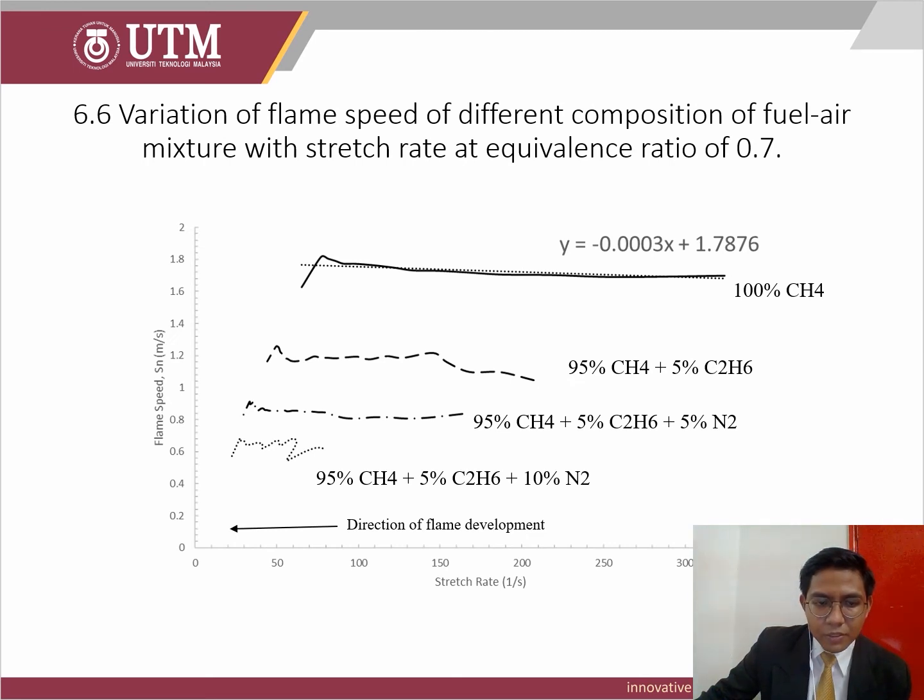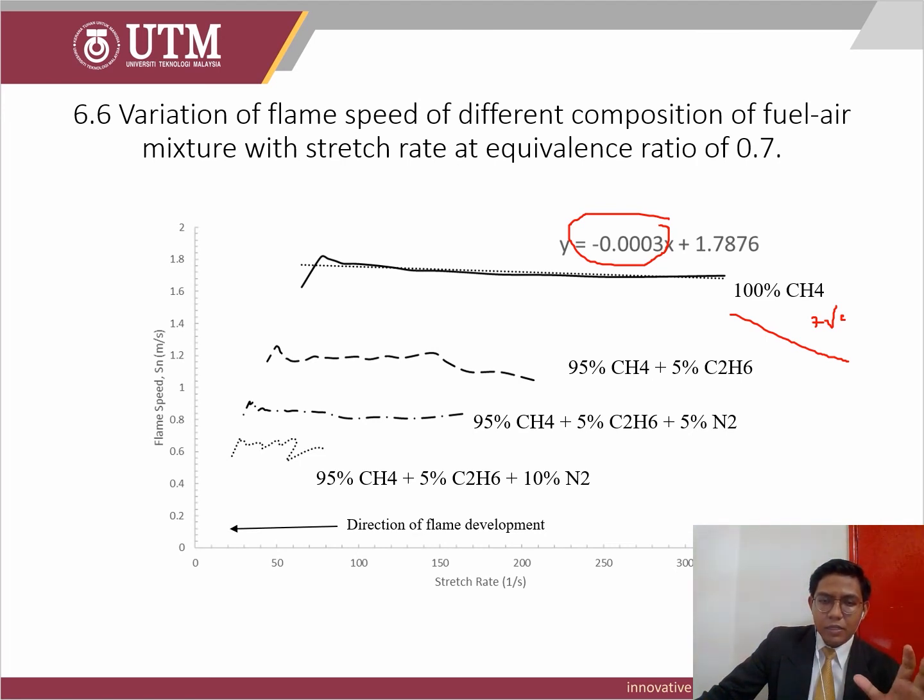So this is the trend of the flame speed over the stretch rate, and this will be used in determining the value or magnitude of the Markstein length. As we can see, this value of gradient is not showing the actual gradient of the Markstein length, as for Markstein length the direction of flame development is to the left, so the slope will be like this to produce a positive magnitude of Markstein length. So from this graph, all compositions show the trend of positive Markstein length, which shows that the flames of all these compositions are stable.